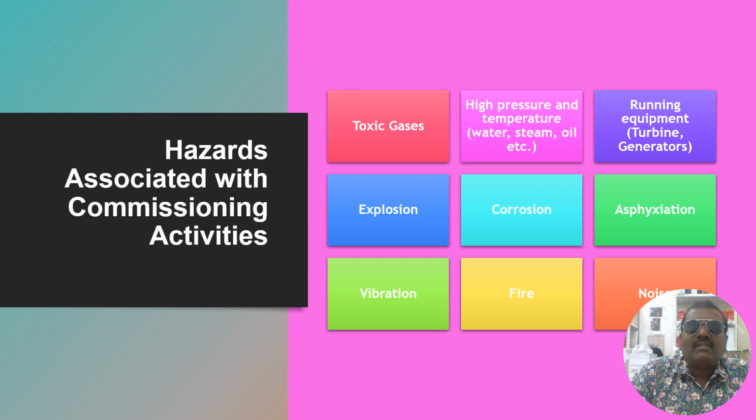So toxic gases. These toxic gases can occur during commissioning due to some chemical reactions. Vibration due to mechanical defects, it can have a high vibration. Corrosion due to any chemical reaction, it might corrode the material. Okay. What is this acidification? Acidification due to the suffocation of oxygen deficiency, for example like that.